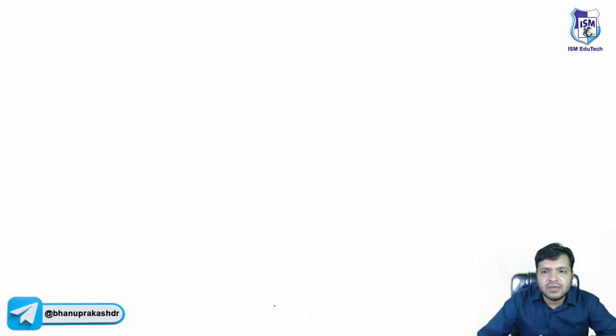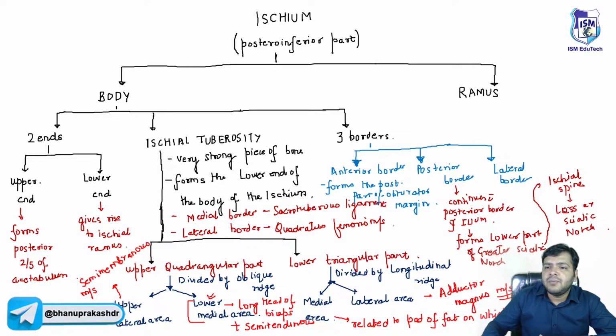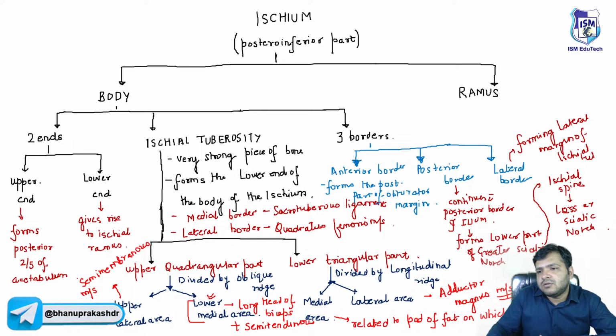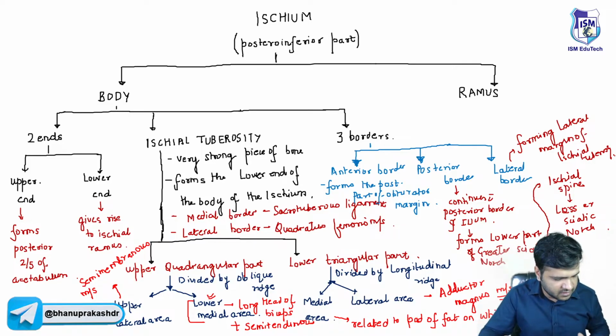So remember beta, the lateral border, yes, it is forming the lateral margin of the ischial tuberosity.